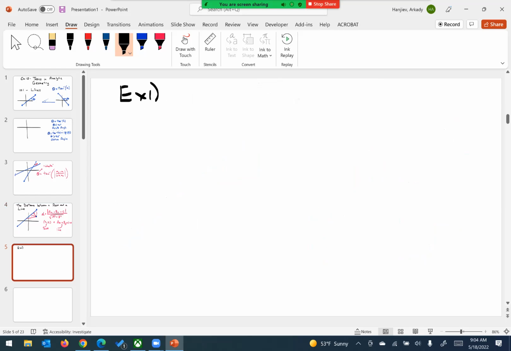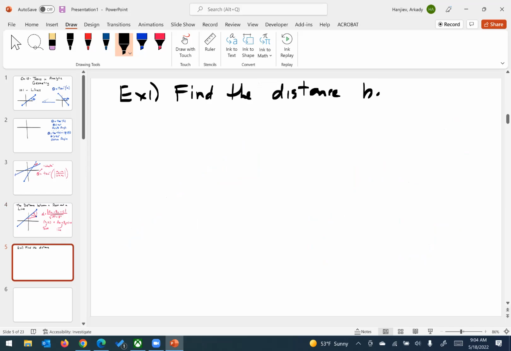All right, find the distance between the point (4, 1) and the line y equals 2x plus 1. And we can draw it out. If you guys can draw that out just a bit here.